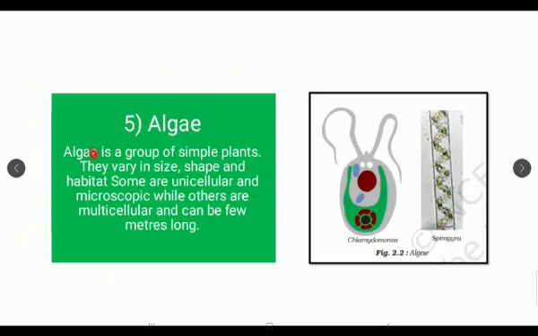Algae. Algae is a group of simple plants. They vary in size, shape, and habitat. Some are unicellular and microscopic, while others are multicellular and can be a few meters long. For example, Chlamydomonas and Spirogyra.